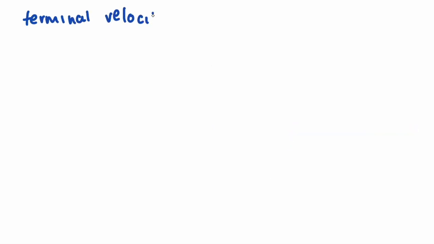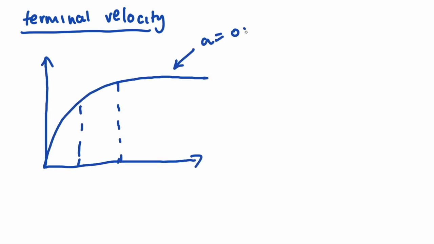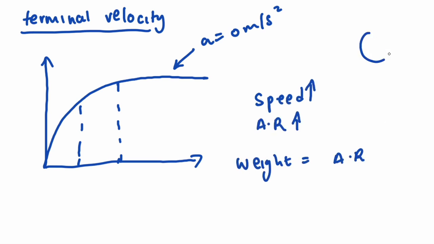Let's have a look at terminal velocity. The terminal velocity graph looks like this, and at first the speed increases and air resistance increases, and at terminal velocity the weight equals the air resistance.